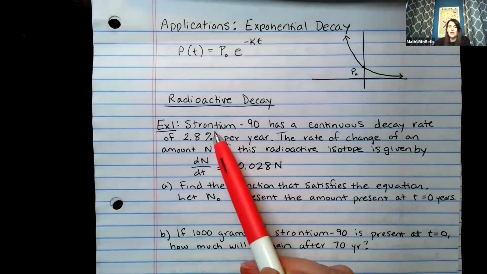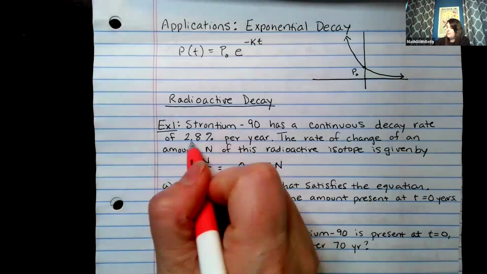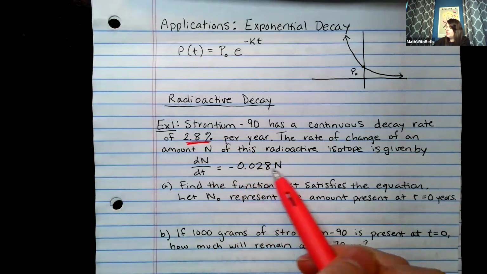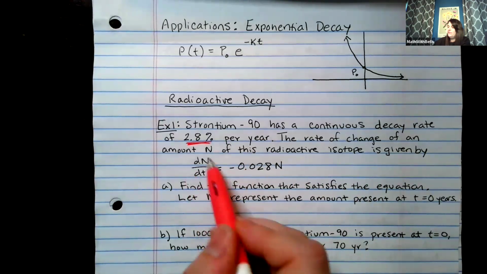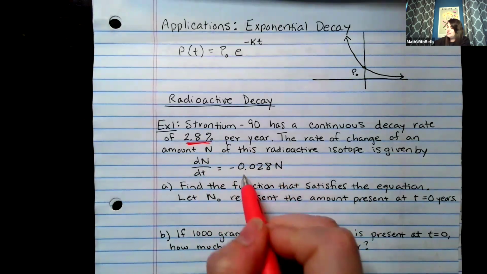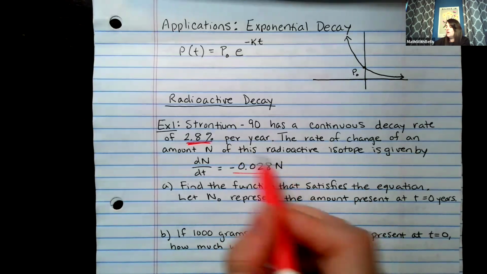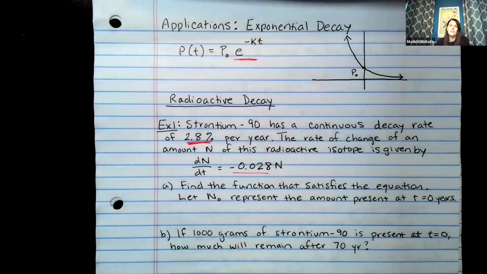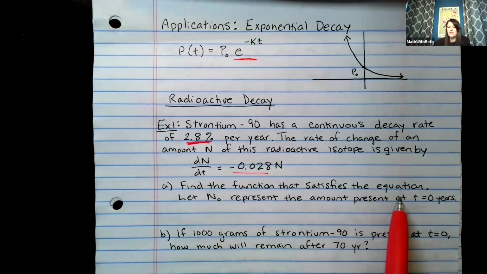If we have something like strontium 90, which has a continuous decay rate of 2.8% per year, the rate of change of the amount N of this radioactive isotope is given by this. This is saying that the derivative of this equation is this number times the starting equation. I talk in that other video that this is only going to happen when you have something with e to some exponential power. So the first step is finding the function that would satisfy this equation.